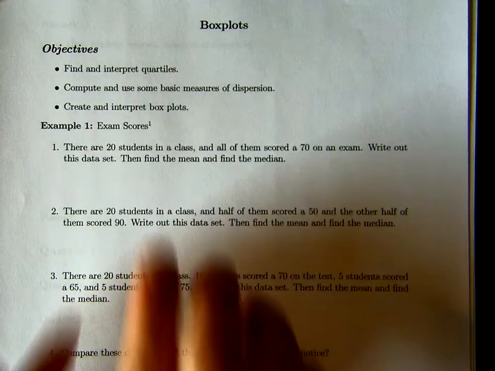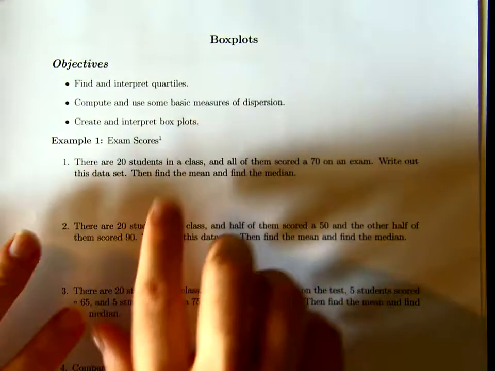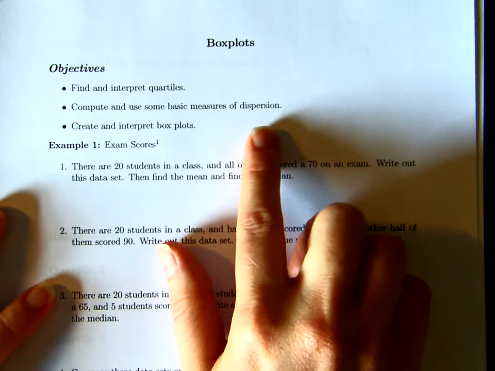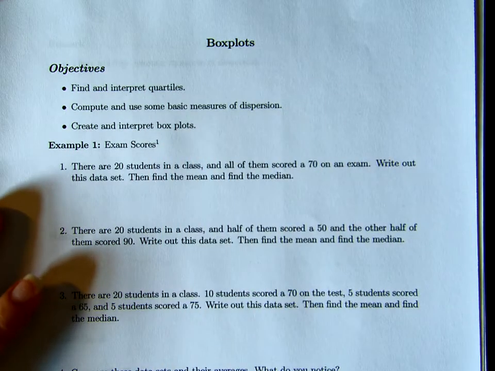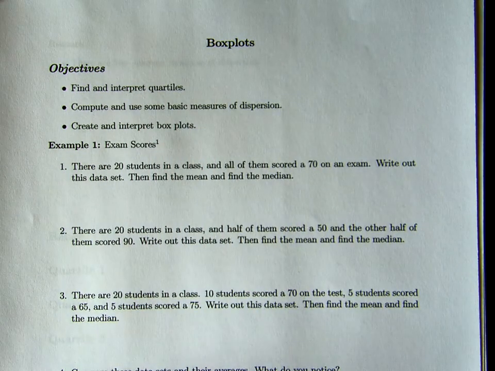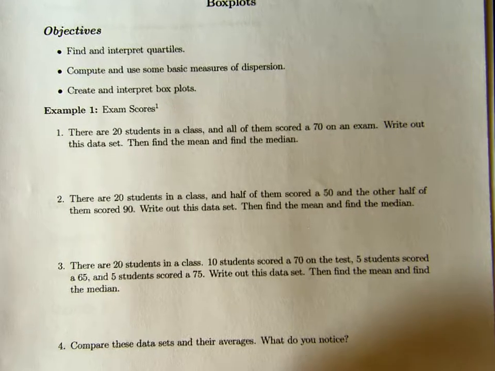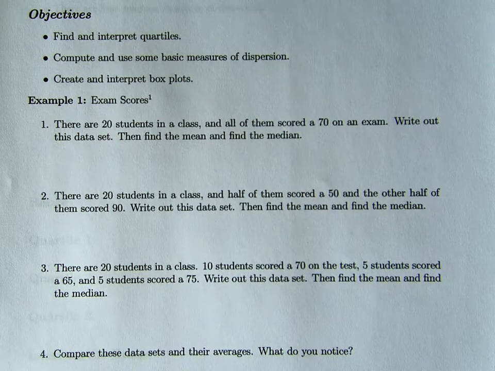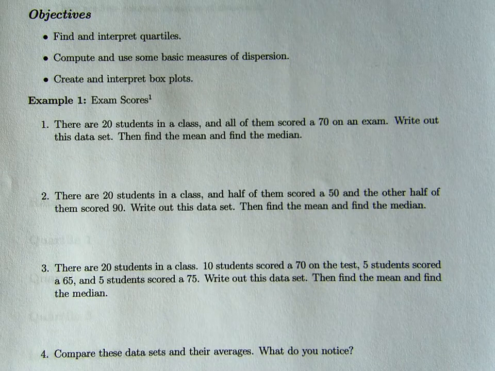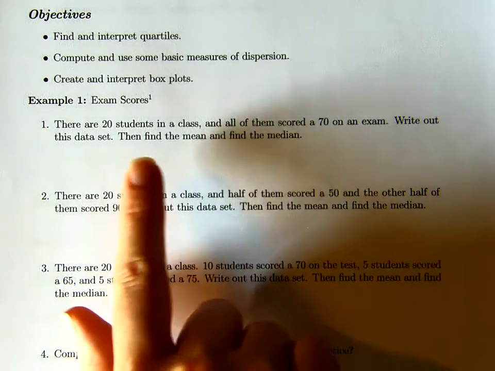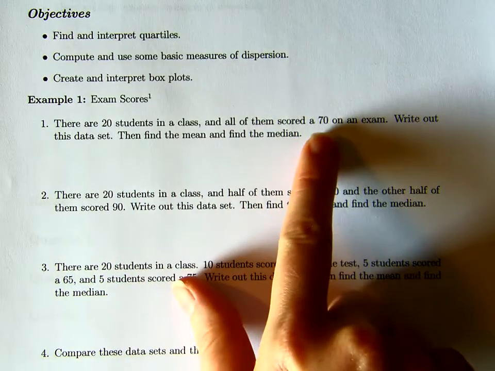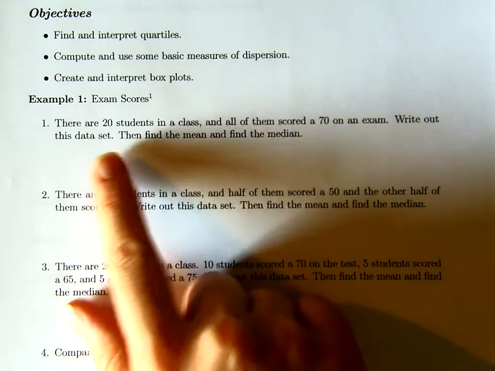Let's talk about it. We're going to talk about quartiles, we're going to talk about dispersion, and then we're going to, of course, create and interpret some box plots. So let's look at this example, because I really think it gives you a really good motivation for why we're even doing this to begin with. 20 students in a class, all of them score a 70. Write out the data set.